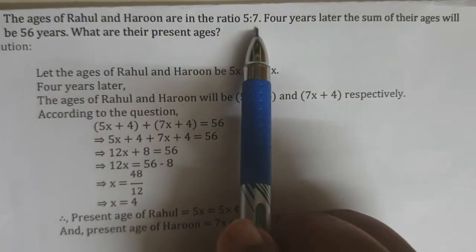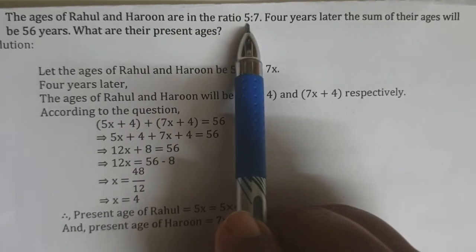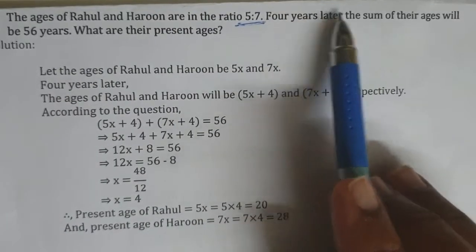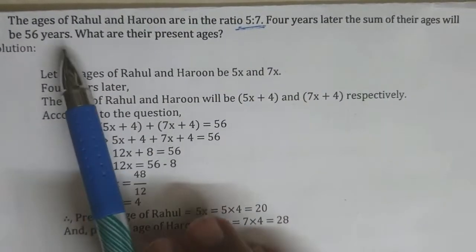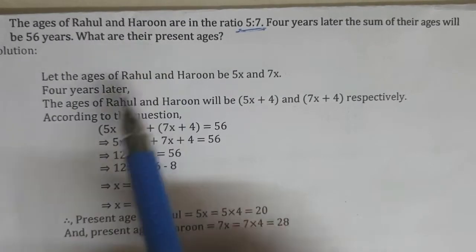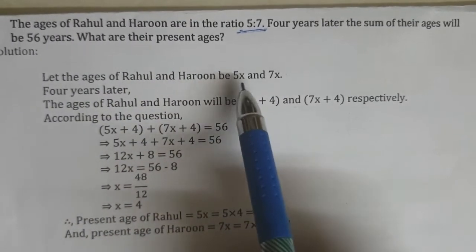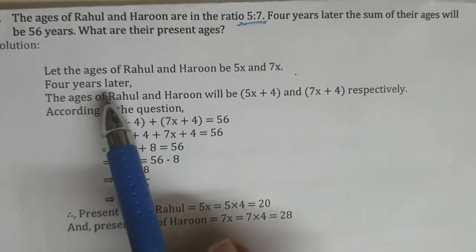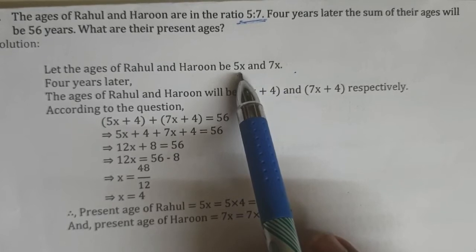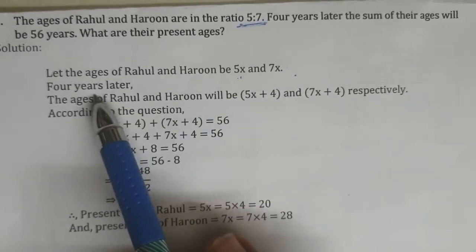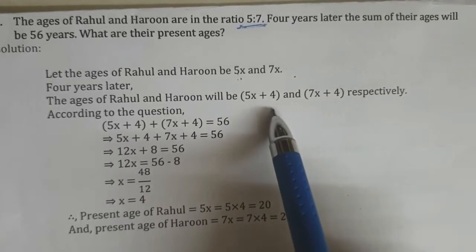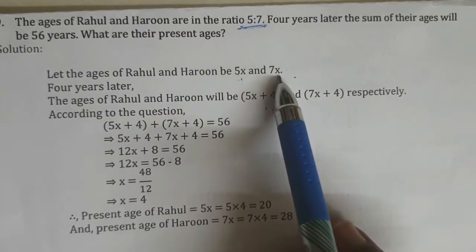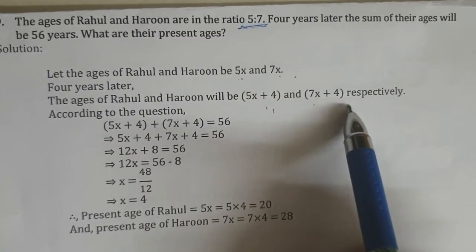See, in this question, two things are given. Their ages are in the ratio of 5:7, and 4 years later, the sum of their ages will be 56 years. So let us suppose their present ages are 5x and 7x. After 4 years, if somebody is 5 years at the present age, what will he be after 4 years? That is 5x plus 4.